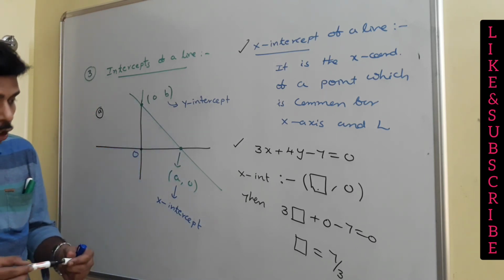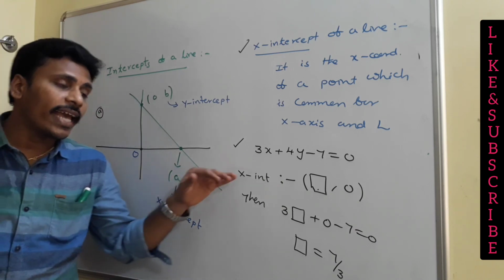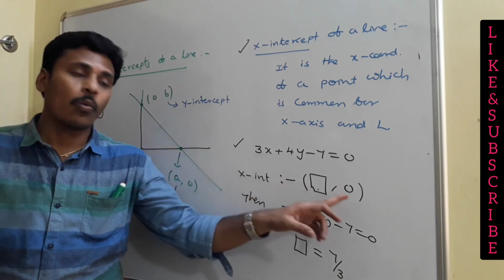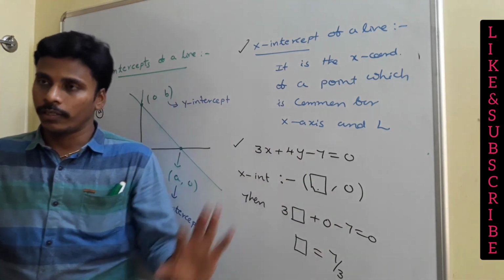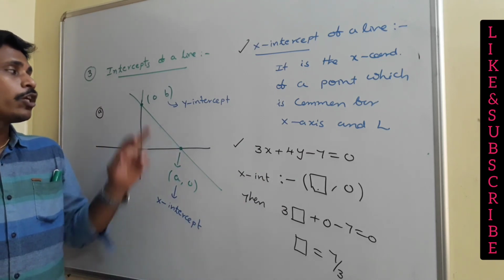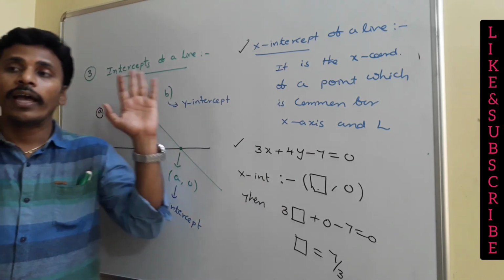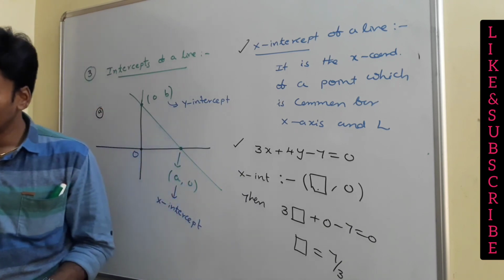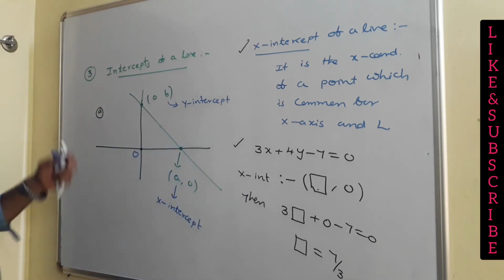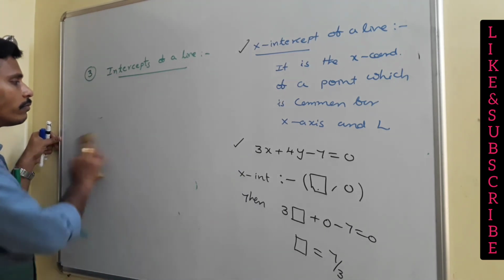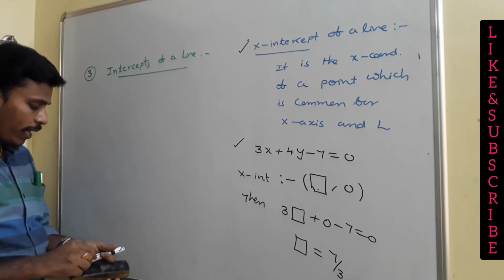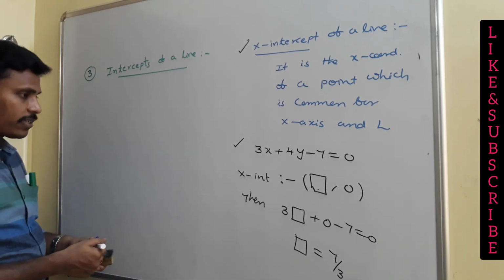At the end, what I conclude is: to find the x-intercept, you just replace y with 0 in the given equation, and to find the y-intercept, you just replace x with 0 in the given equation. Is it clear? I will give you one more example related to the x-intercept and y-intercept. Have a look at this.